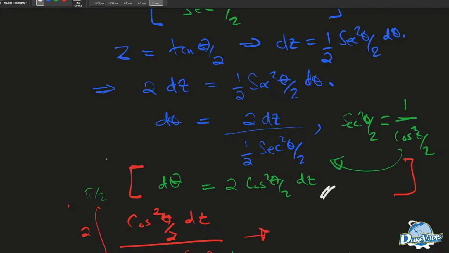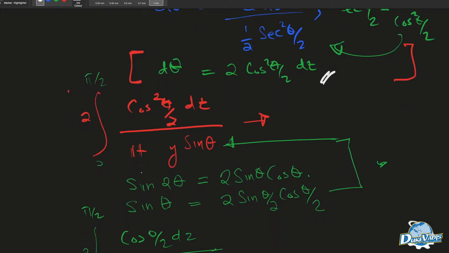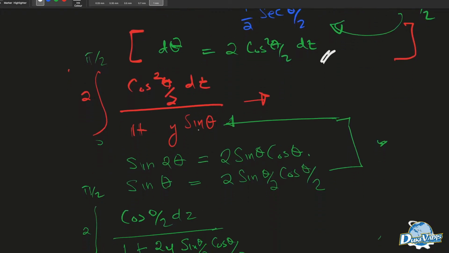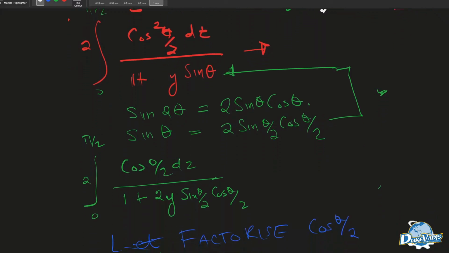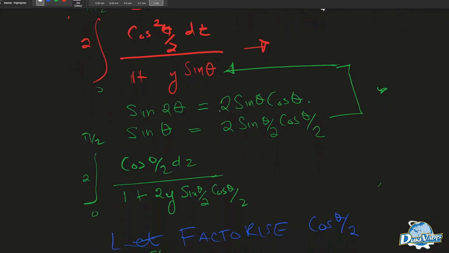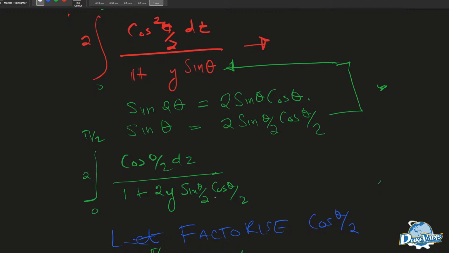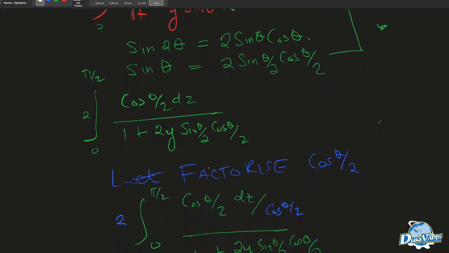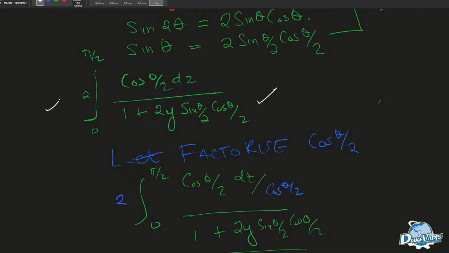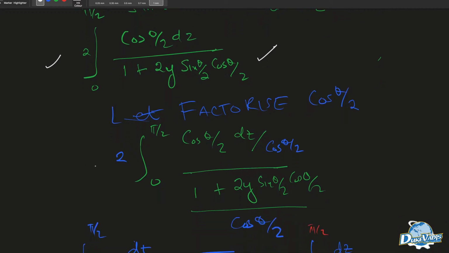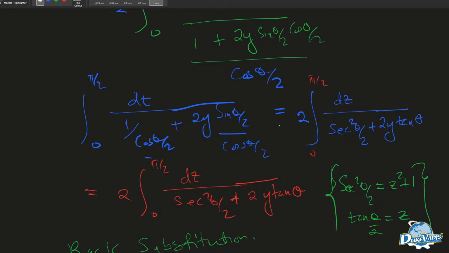Then we substituted it back into the integral. Then here we had 1 plus y sine theta and that. Now we also know that sine 2 theta for double angle is 2 sine theta cos theta. And also because of that, when we consider half angle, our sine theta will be 2 sine theta over 2 cos theta over 2. So we substituted that into this equation, and after that we have this expression. Then we factorized cos squared theta over 2 out, and we ended up with dz over sec squared theta over 2 plus 2y tan theta over 2.